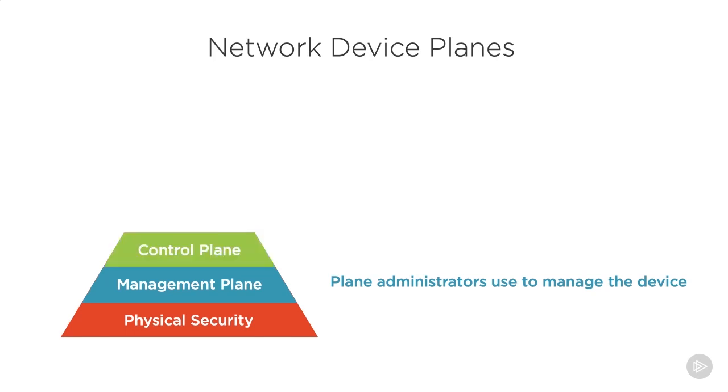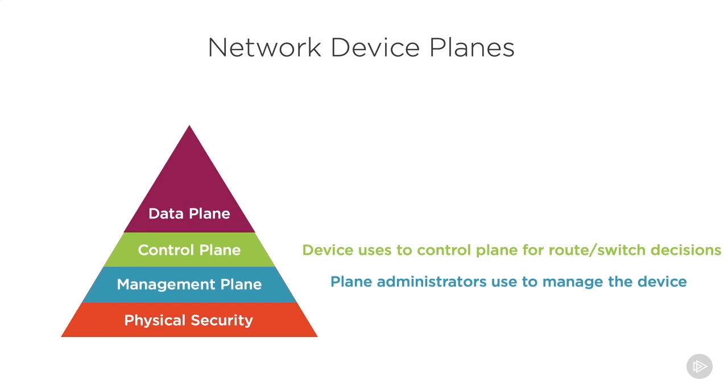The next plane is the control plane. This is a plane that the device uses in order to effectively do the job that it is designed to do. What I mean by that is that in order for a switch to properly switch frames, it needs to learn the different paths to do that. And the same goes for a router. In order for it to properly route packets, it first has to build its routing table in order to know where to send the packets. And it does this all on the control plane.